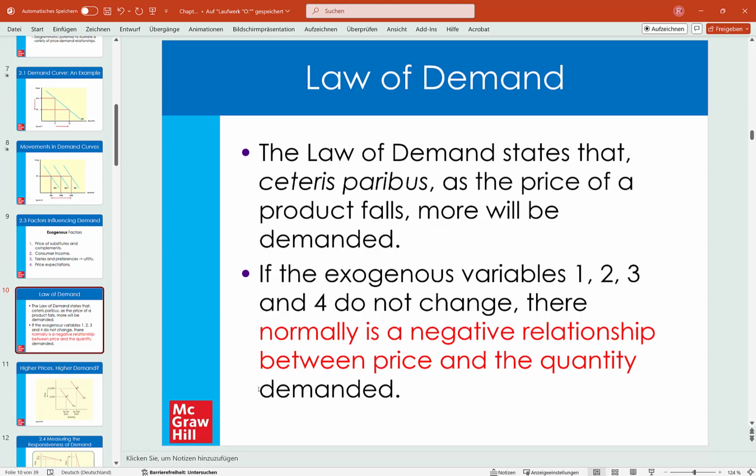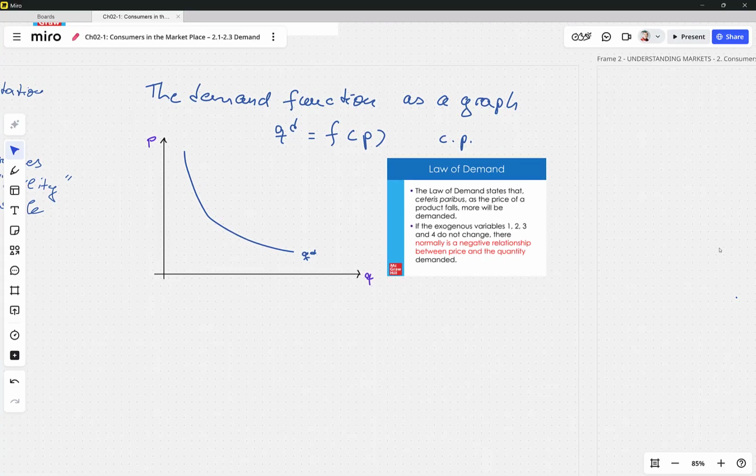Let's have a quick look there. Slide number 10 in our presentation. The law of demand states that ceteris paribus, as the price of a product falls, more will be demanded. If the exogenous variables do not change, there normally is a negative relationship between price and the quantity demanded. I hope that this law does make sense to most of us, and it's the sort of real relation that we have here.